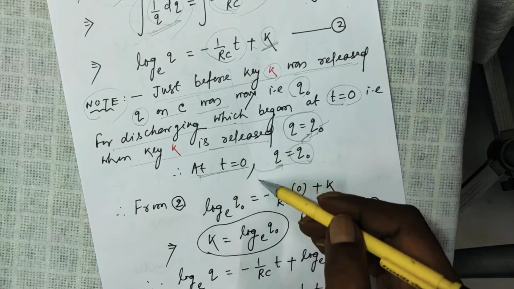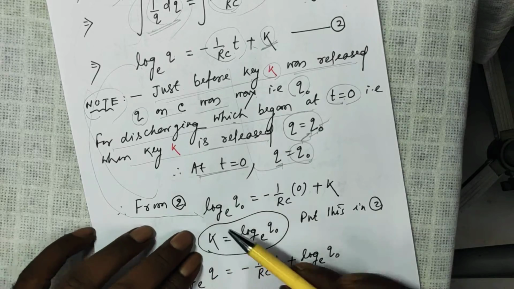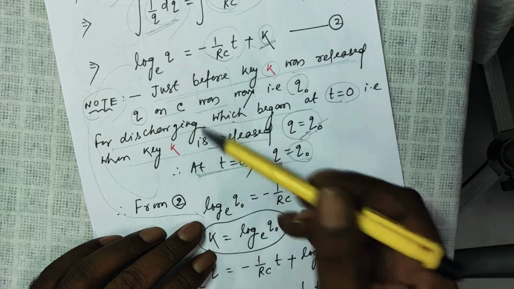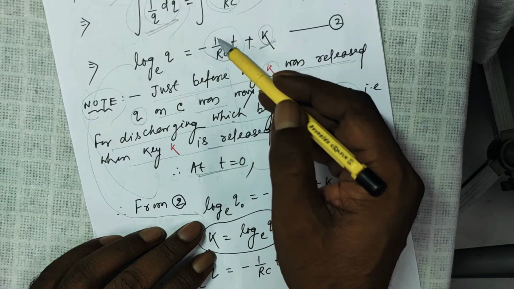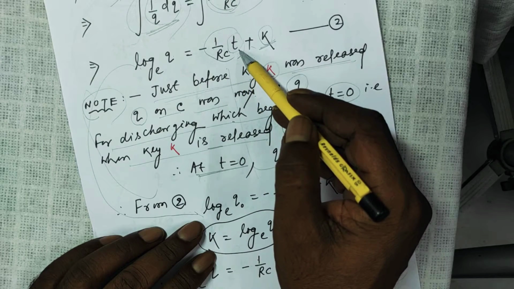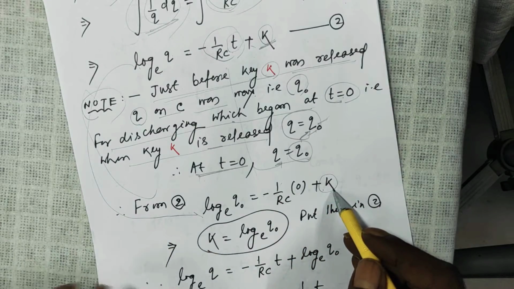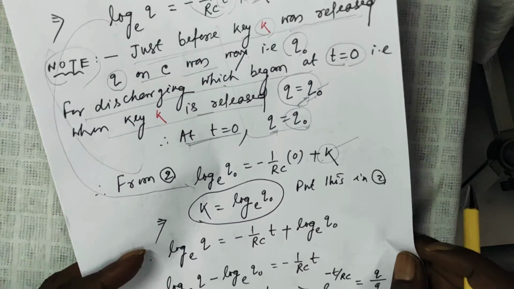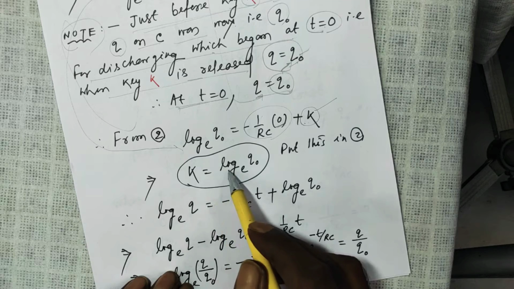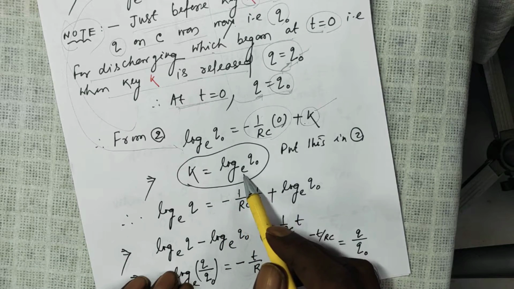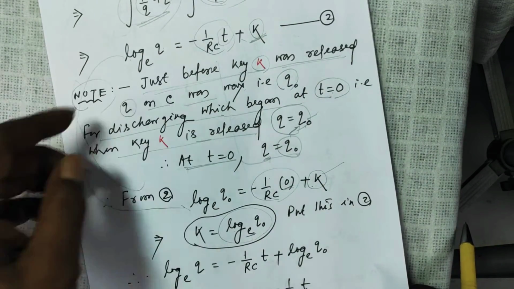So let us put this concept here. This is Q naught, when the discharging process started. So for Q, I put Q naught, minus 1 by RC, now the time is equal to 0 for the discharging process. This is the way to find out this constant of integration. So this whole thing becomes 0 because it is multiplied with 0. So K is equal to log of Q naught with respect to base E. Put this value of K here in equation 2.